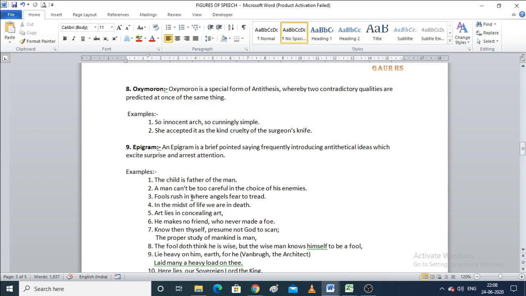A man can't be too careful in the choice of his enemies. So it is exaggerating.